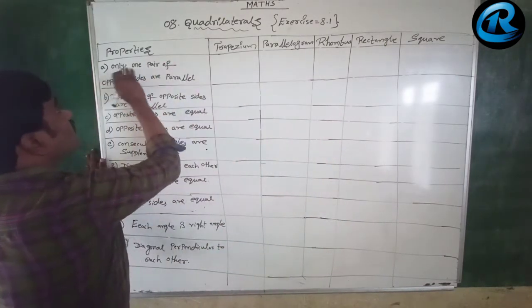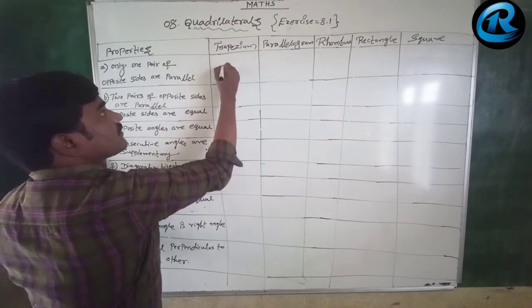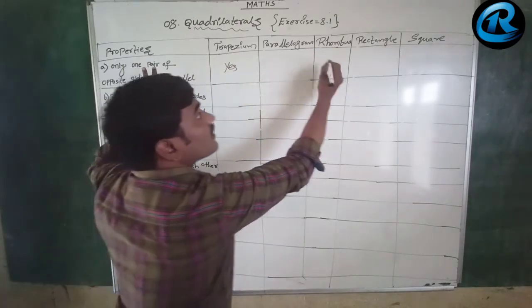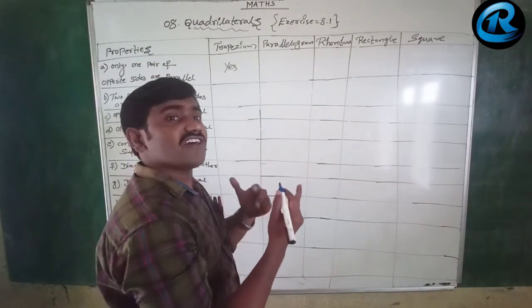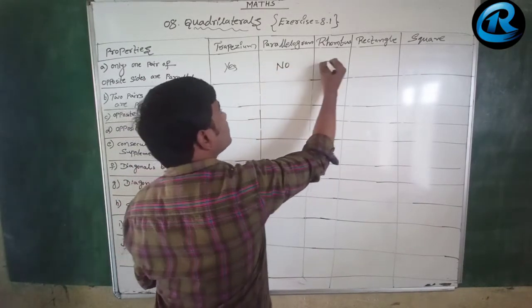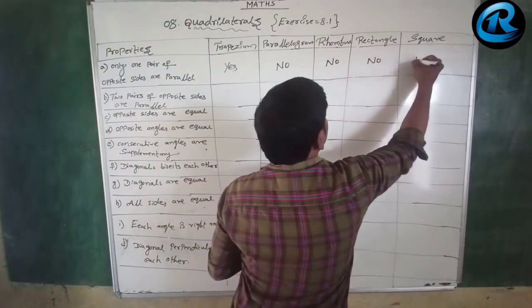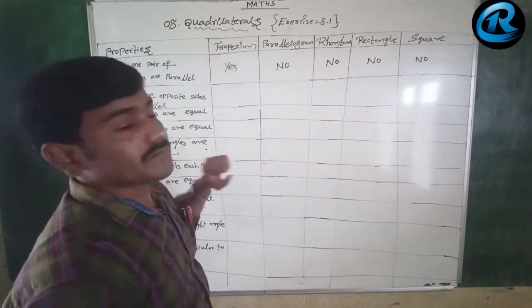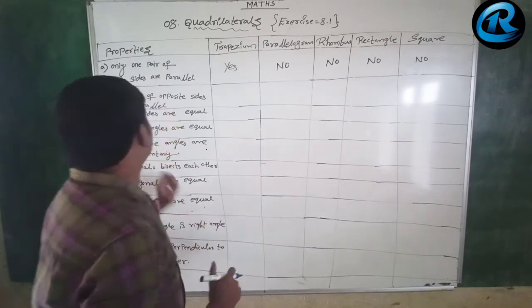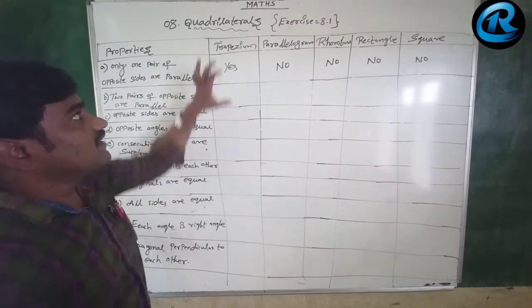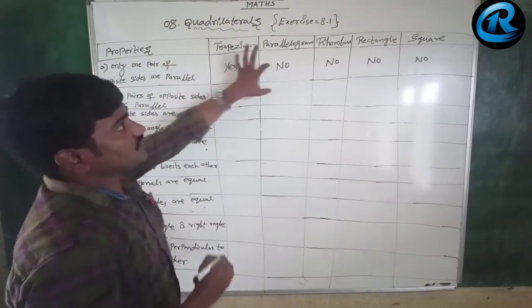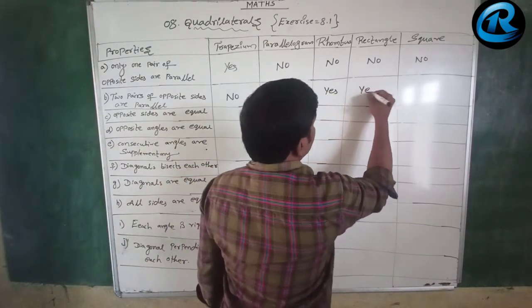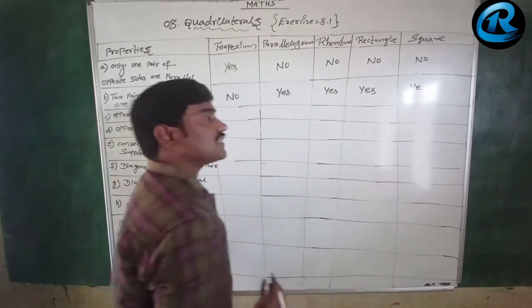Only one pair of opposite sides are parallel in the trapezium. Yes, only in trapezium one pair of opposite sides are parallel. In parallelogram, rhombus, rectangle and square, two pairs of opposite sides are parallel, so not only one pair. Two pairs of opposite sides are parallel in all the remaining quadrilaterals except trapezium. In the trapezium only one pair of opposite sides are parallel. Then two pairs of opposite sides are parallel: here no, only one pair. As we discussed, yes in the parallelogram, rectangle, rhombus and square, two pairs of opposite sides are parallel.